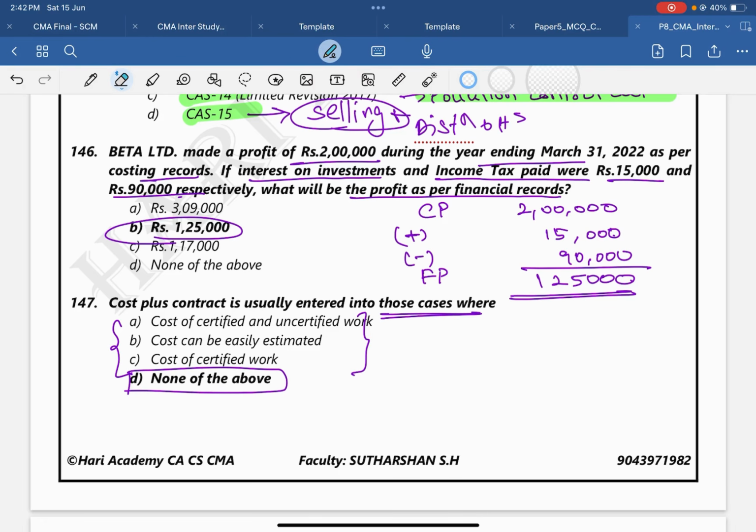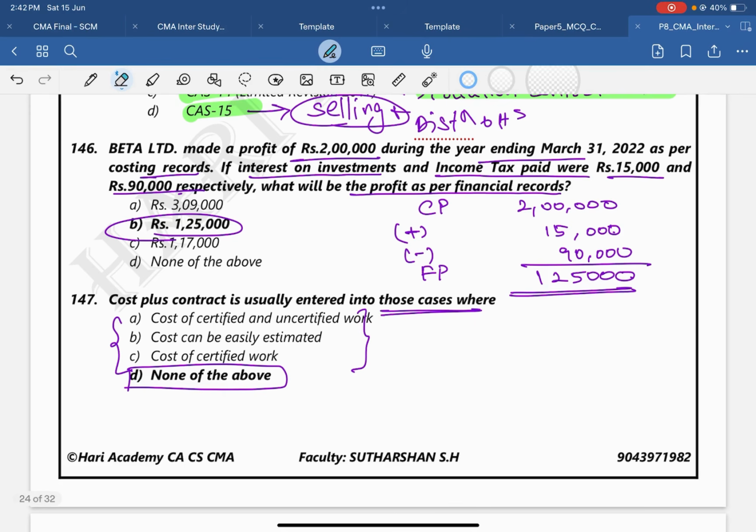We will subtract income tax. Okay, we will subtract the income tax and we will add the investment. The same thing we are going to do. Add that interest on investments. Subtract that 90,000. As it is an income tax paid, you need to deduct to arrive at the financial profit. If you do, you will get 1,25,000 as the value.